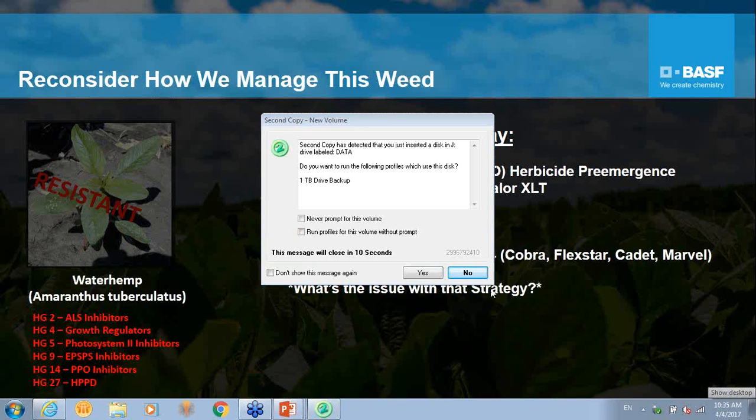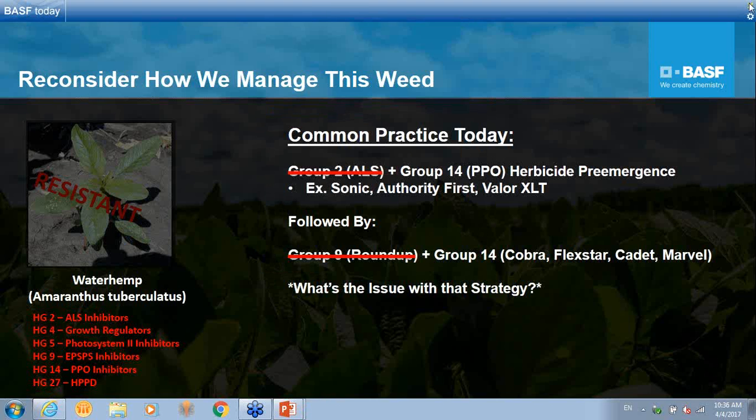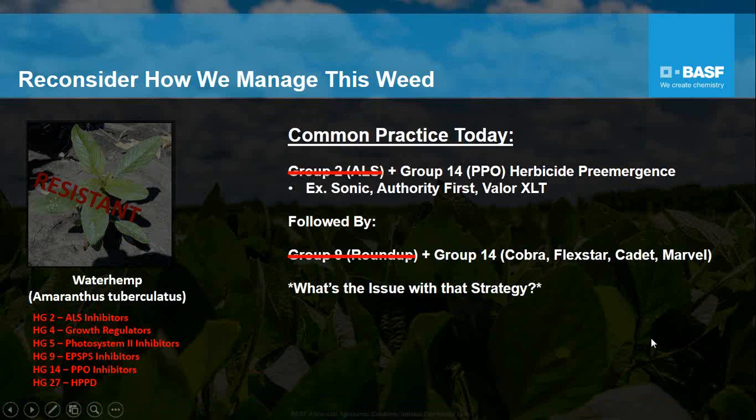So your group 14 herbicide is where you're really reliant. And the issue I see here is that with our post group 14s, we know there's a lot of resistance out there, and that's then putting a lot of pressure on our pre-plant group 14 residual.